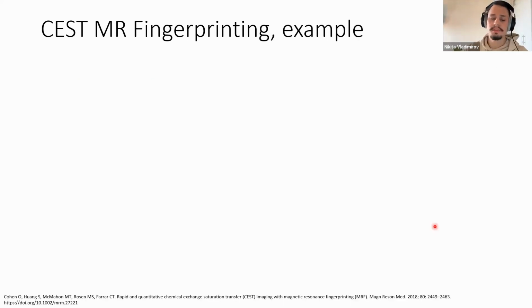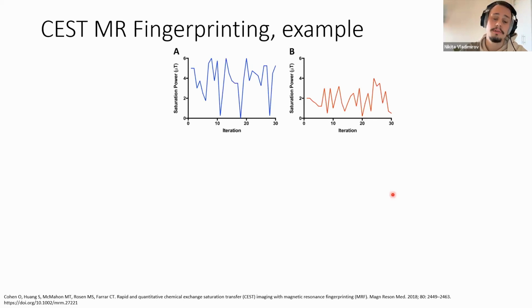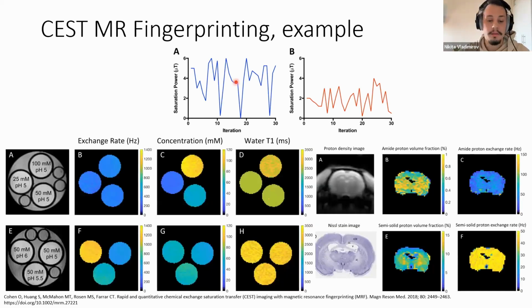Let's consider some examples. This is one of the first works in CEST MR-F. They had two sequences with varying B1 saturation power, and they performed a phantom experiment and a mice experiment. You can see that the exchange rate, which is proportional to the pH, in this case must be the same. And they observed that this is, as it must be, the same for the concentrations 25, 50, 100, and another phantom. So there is feasibility even with varying only one parameter.